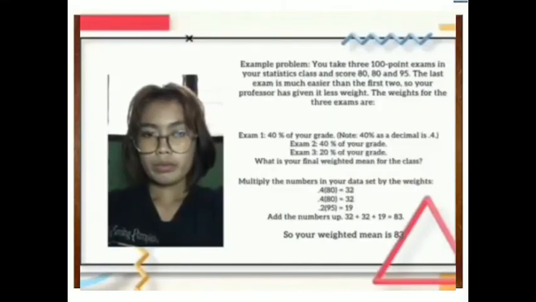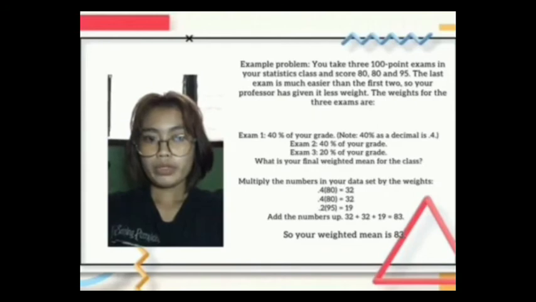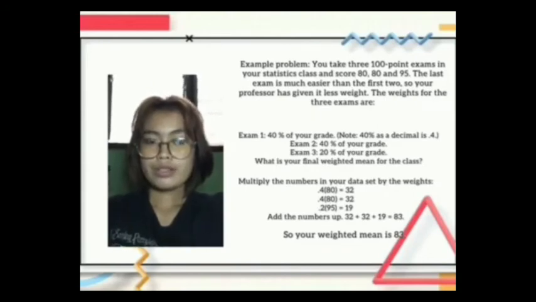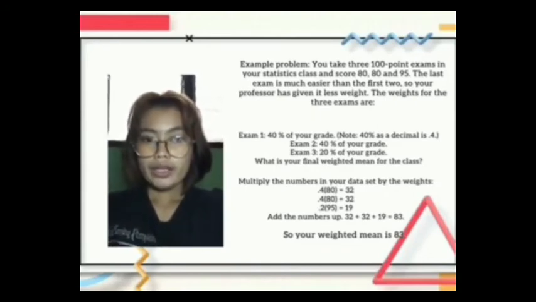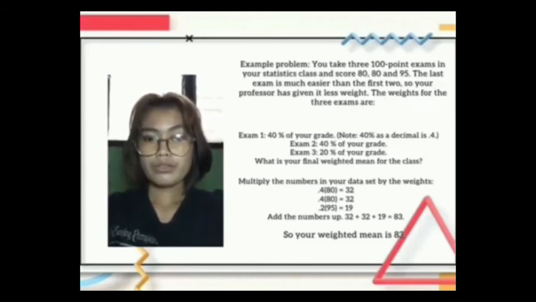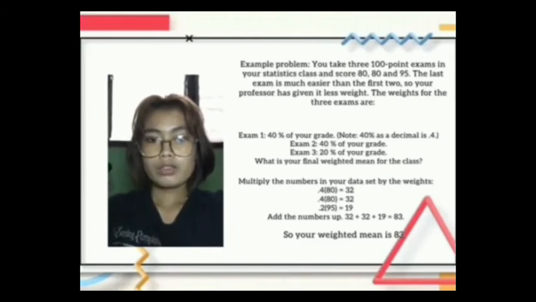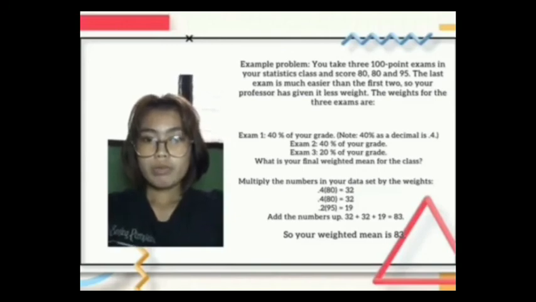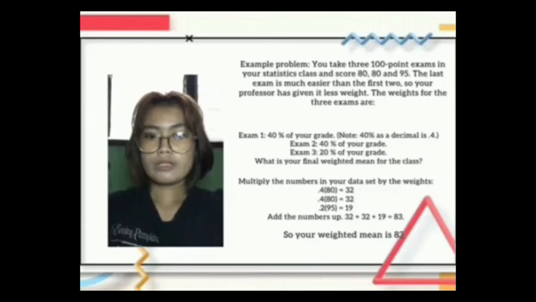For the next example problem, you take 3 100-point exams in your statistics class and you score 80, 80, and 95. The last exam is much easier than the first two, so your professor has given it less weight. The weights for the 3 exams are: exam number 1, 40% of your grade. Note, 40% as a decimal is 0.4. Exam number 2, 40% of your grade. Exam number 3, 20% of your grade. So what is your final weighted mean for the class?